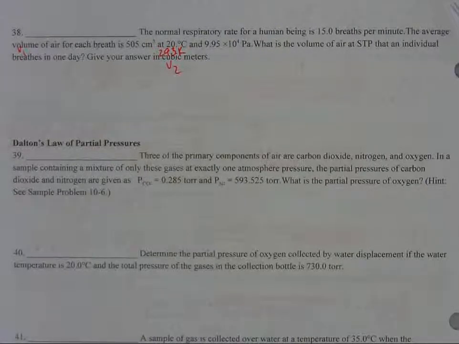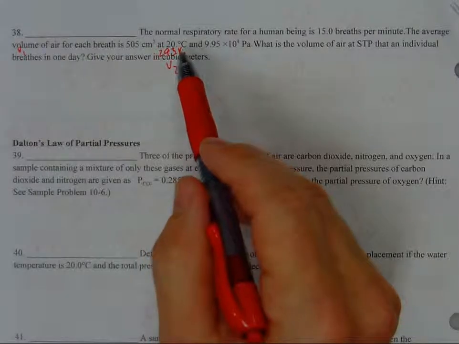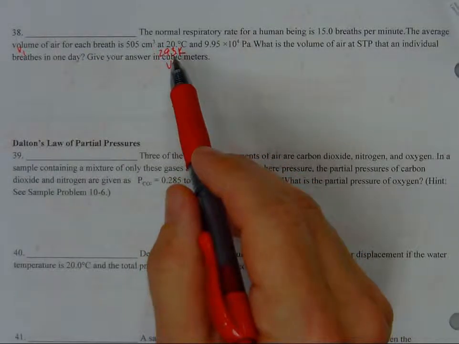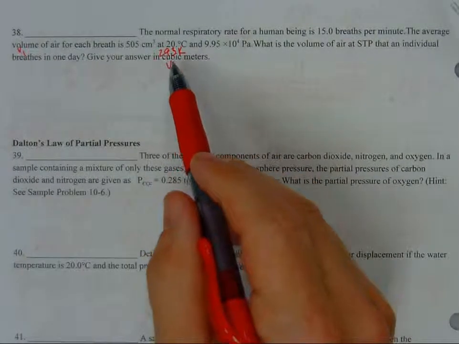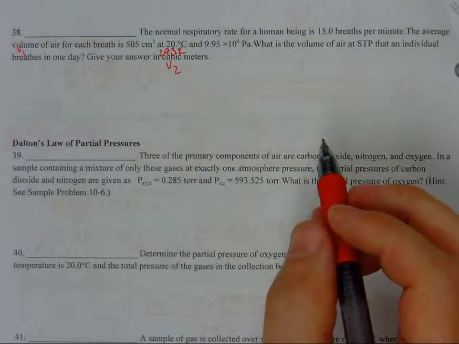Number 38. The normal respiratory rate of a human being is 15 breaths per minute. The average volume of air for each breath is 505 cubic centimeters at 20 degrees Celsius. Now, I already see that that's in degrees Celsius, and I don't like that. I want that to be in kelvins, so I convert that into 293 kelvins.